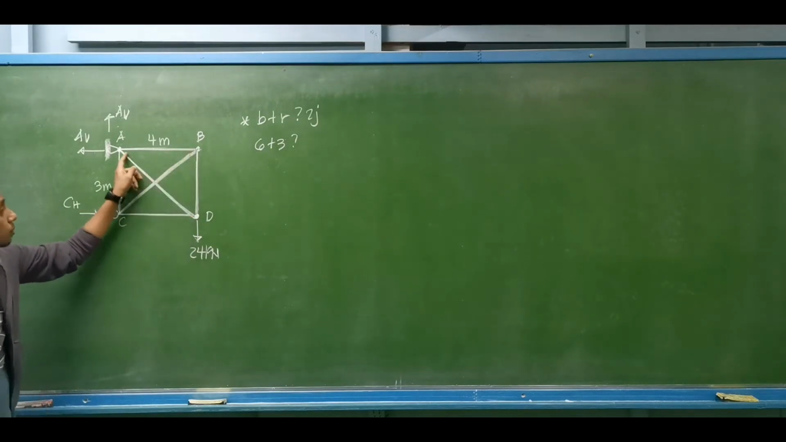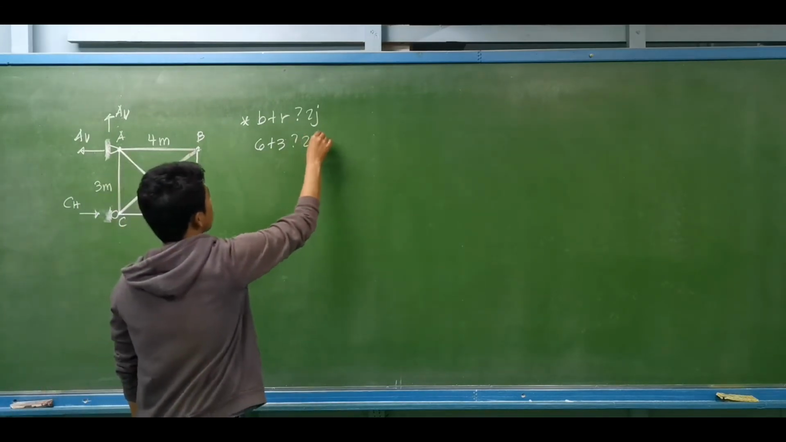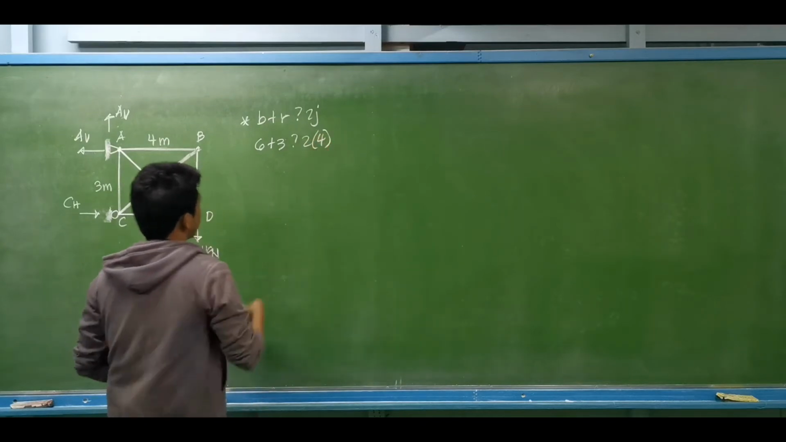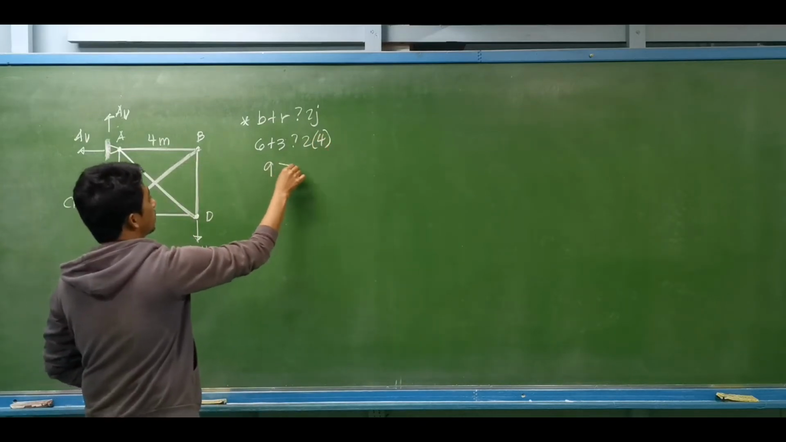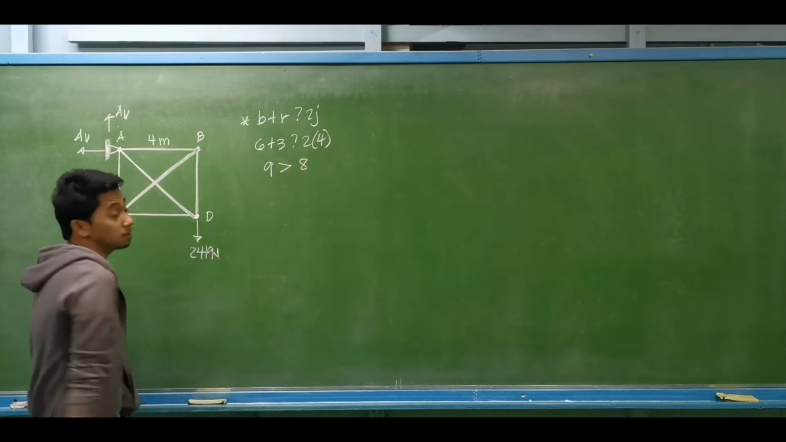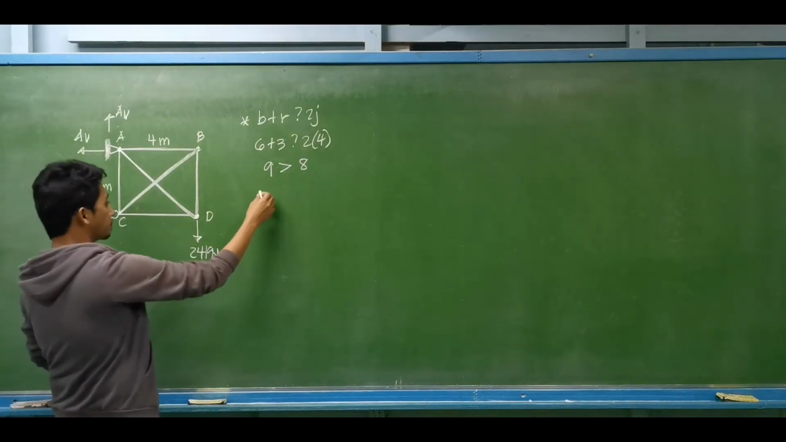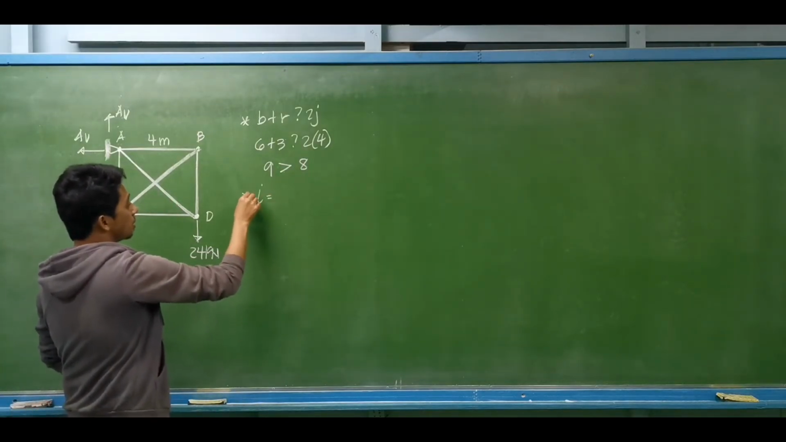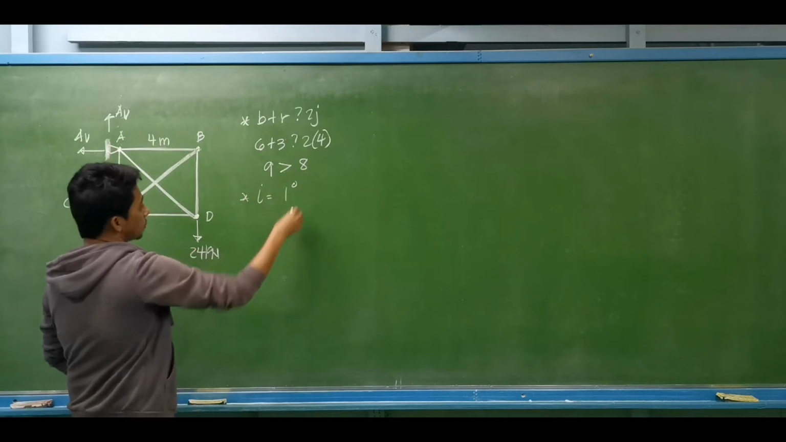How many joints? 1, 2, 3, 4. So this is twice the number of joints, 2 times 4. So you have 9, which is obviously greater than 8. So we have the degree of indeterminacy as first degree, 9 minus 8.